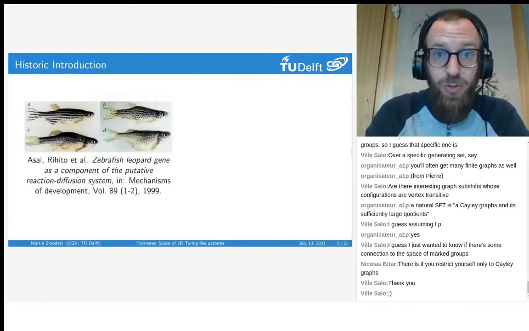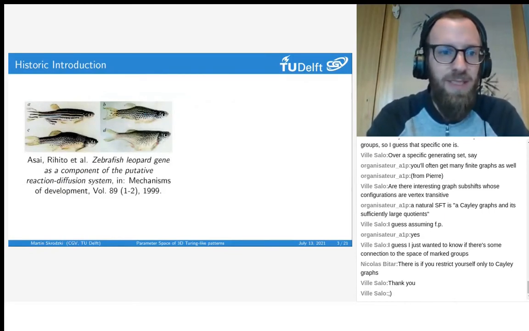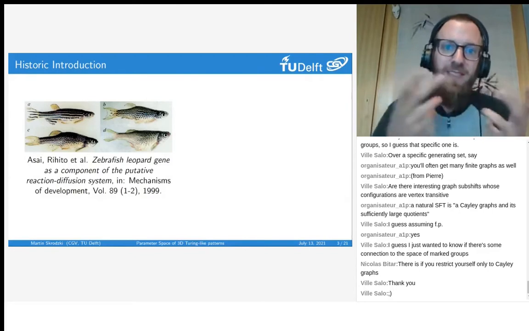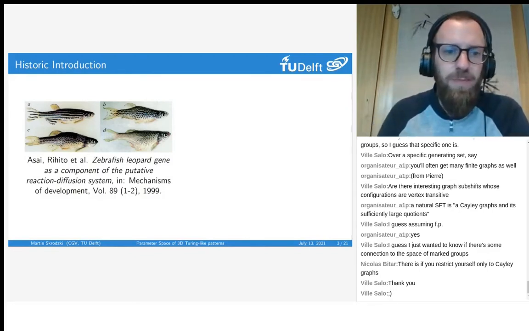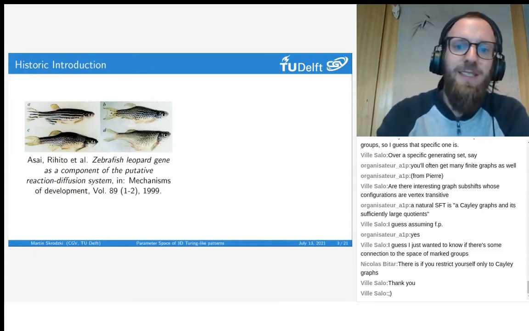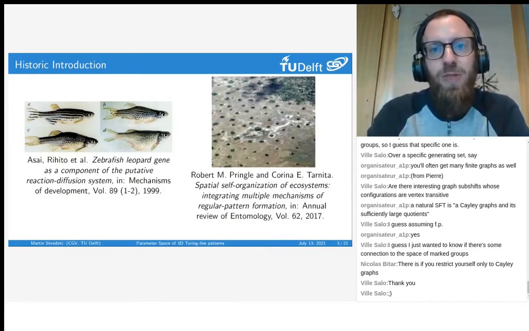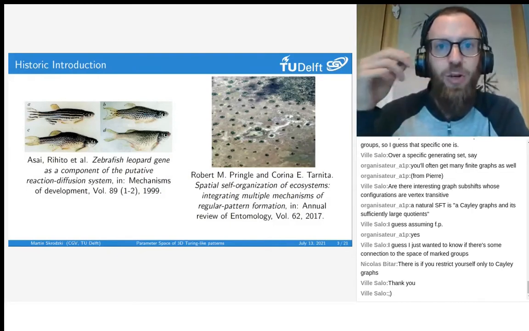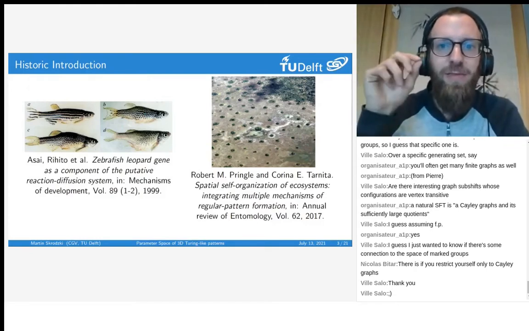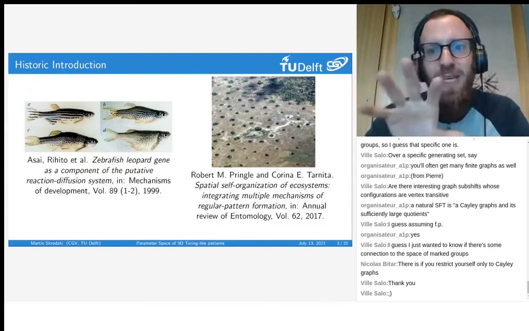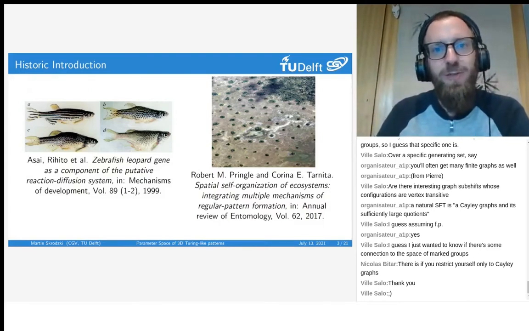There has been work that actually showed that these patterns are relevant in natural development. On the left-hand side here, you see some work by Asai and Rito, who describe the skin patterns of zebrafish in terms of these Turing patterns, as I've just shown you in the formula. But these patterns have more than just applications in skin patterns of animals. For instance, Pringle and Tarnita were able to describe what you see on the right-hand side by Turing-like patterns or Turing patterns, where they analyzed termite colonies, these insects that form these little green patches in the desert and defend it against other colonies. And you can describe these systems by the same equations of Turing patterns.